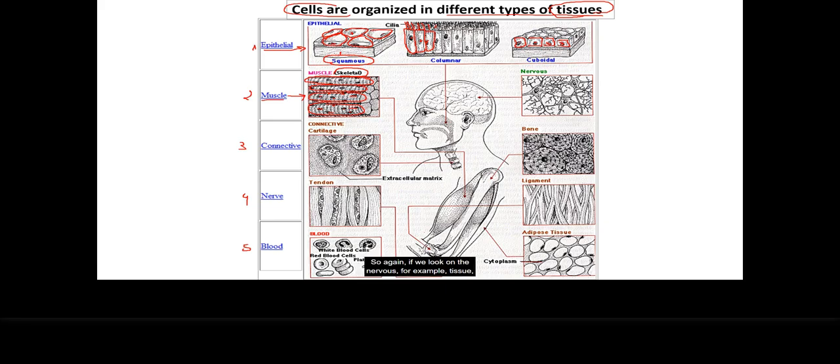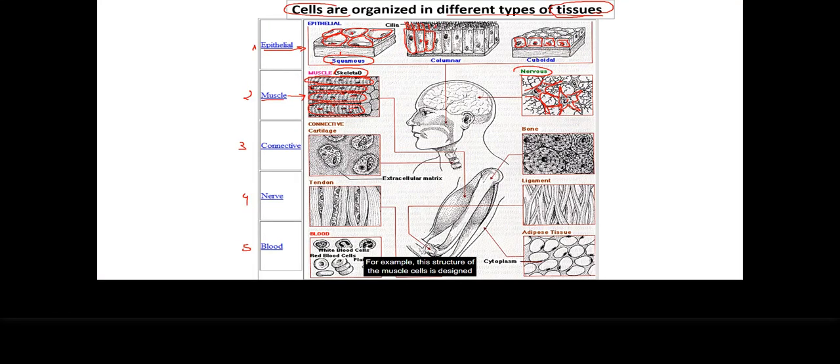Again, if we look at nervous tissue, for example, we can see different cells with long processes and a nucleus inside. So if we compare different tissue types, we will see that each individual tissue type is made up of similar cells. And because structure and function are connected, different cells in different tissue types organize together to perform some kind of special function.